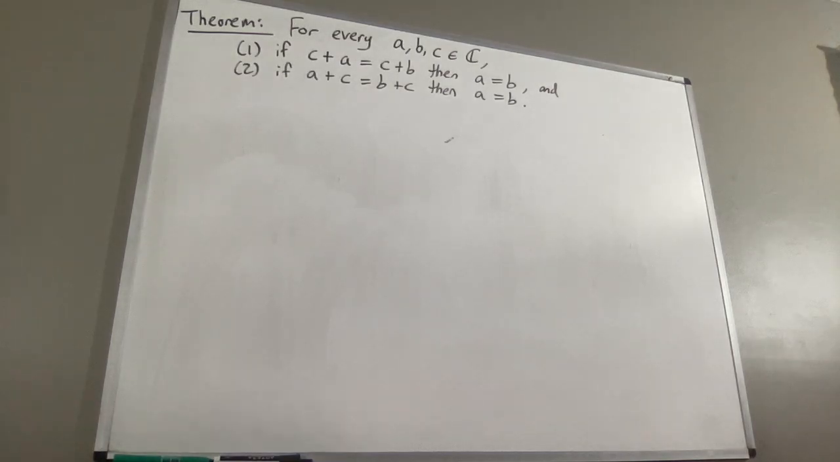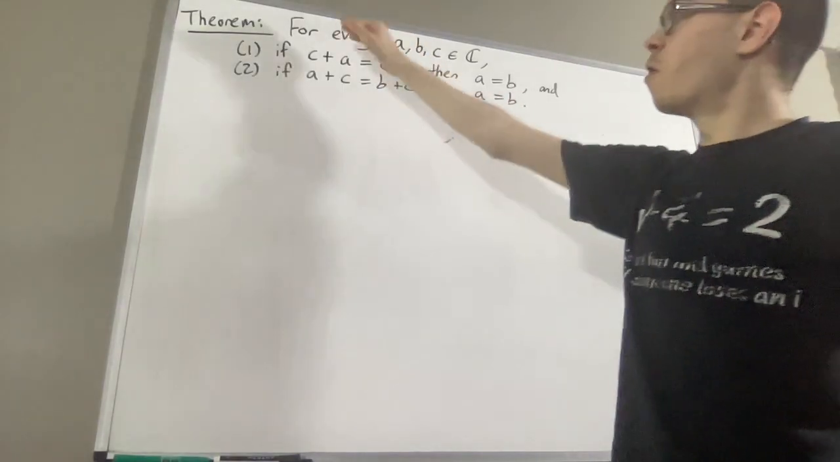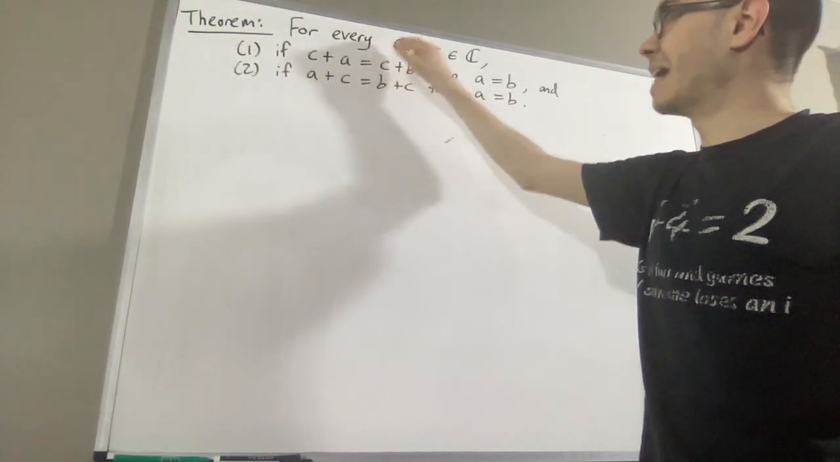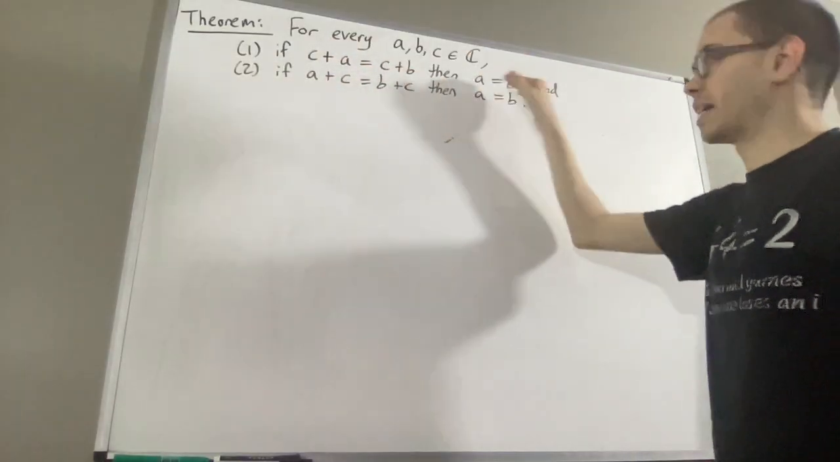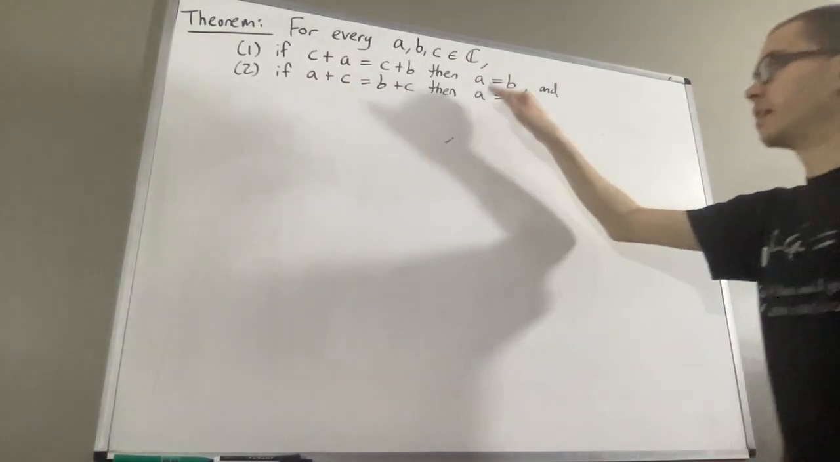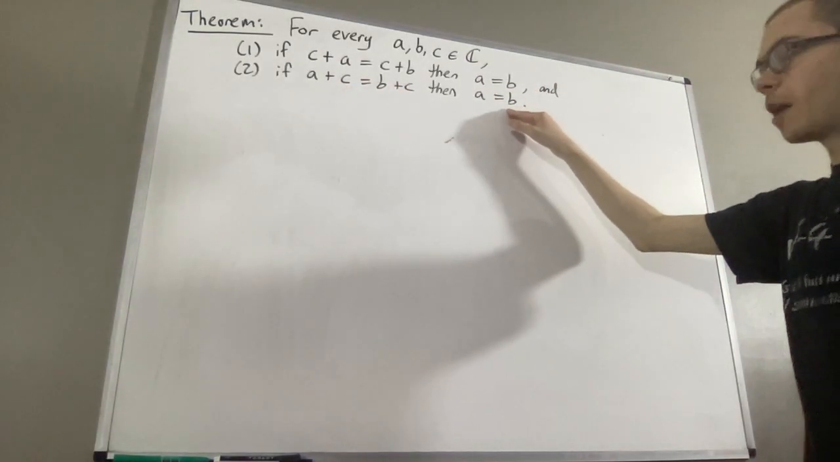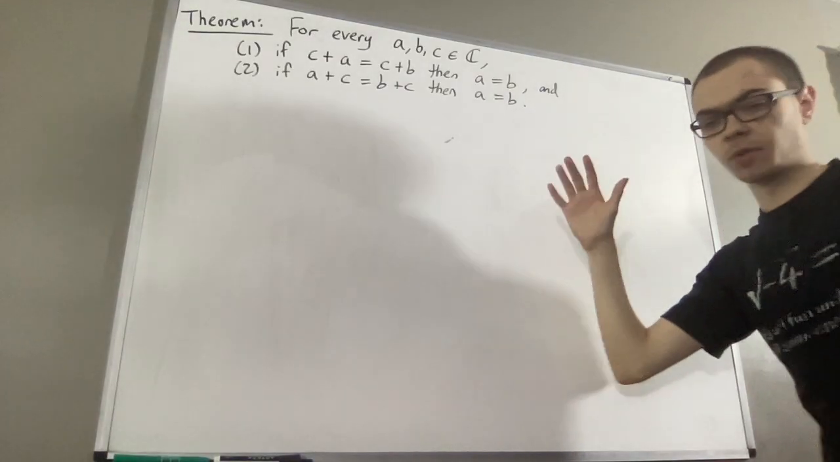Hello! In this video, we're going to prove the following theorem. For every complex numbers a, b, and c, if c plus a is equal to c plus b, then a is equal to b. And if a plus c is equal to b plus c, then a is equal to b. Now, in this series, we're using a list of axioms for the complex numbers.